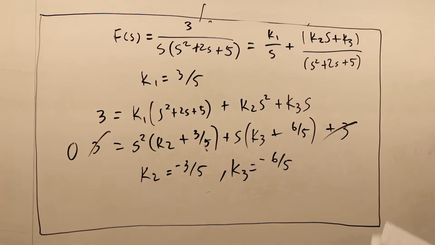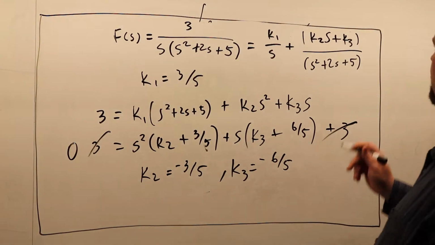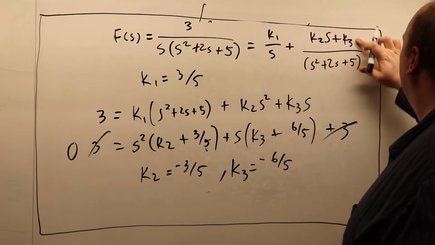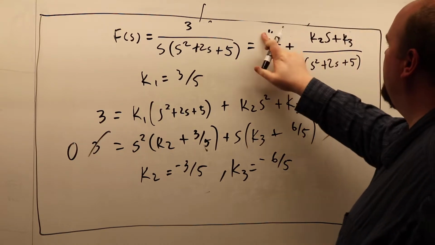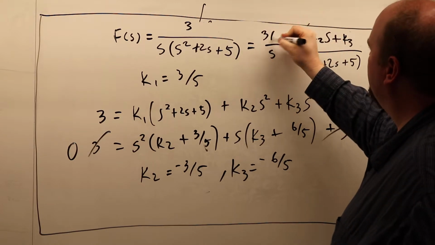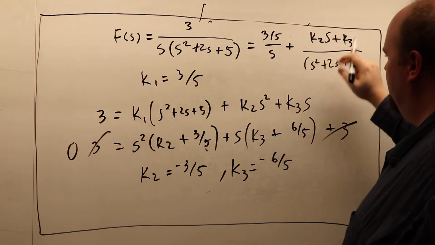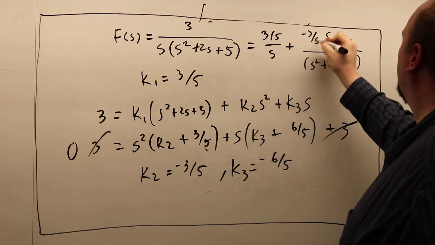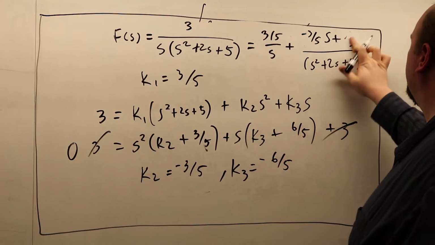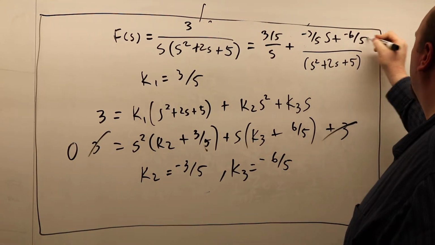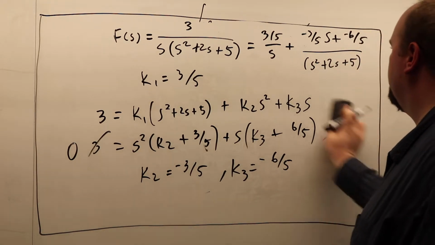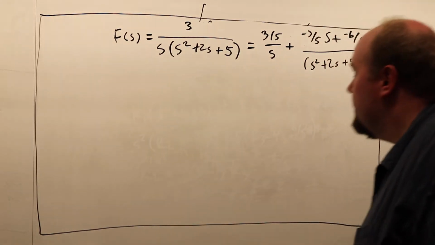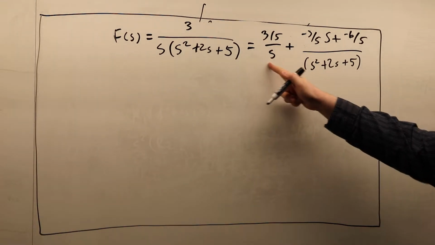So now we have our solution. If we go back to this form, we have our assumed solution up here. We can just fill these coefficients in. So we have K1 is equal to 3/5, K2 is equal to negative 3/5, and K3 is equal to negative 6/5. Okay, and now I'm going to erase the rest of this. So we have our expression now.